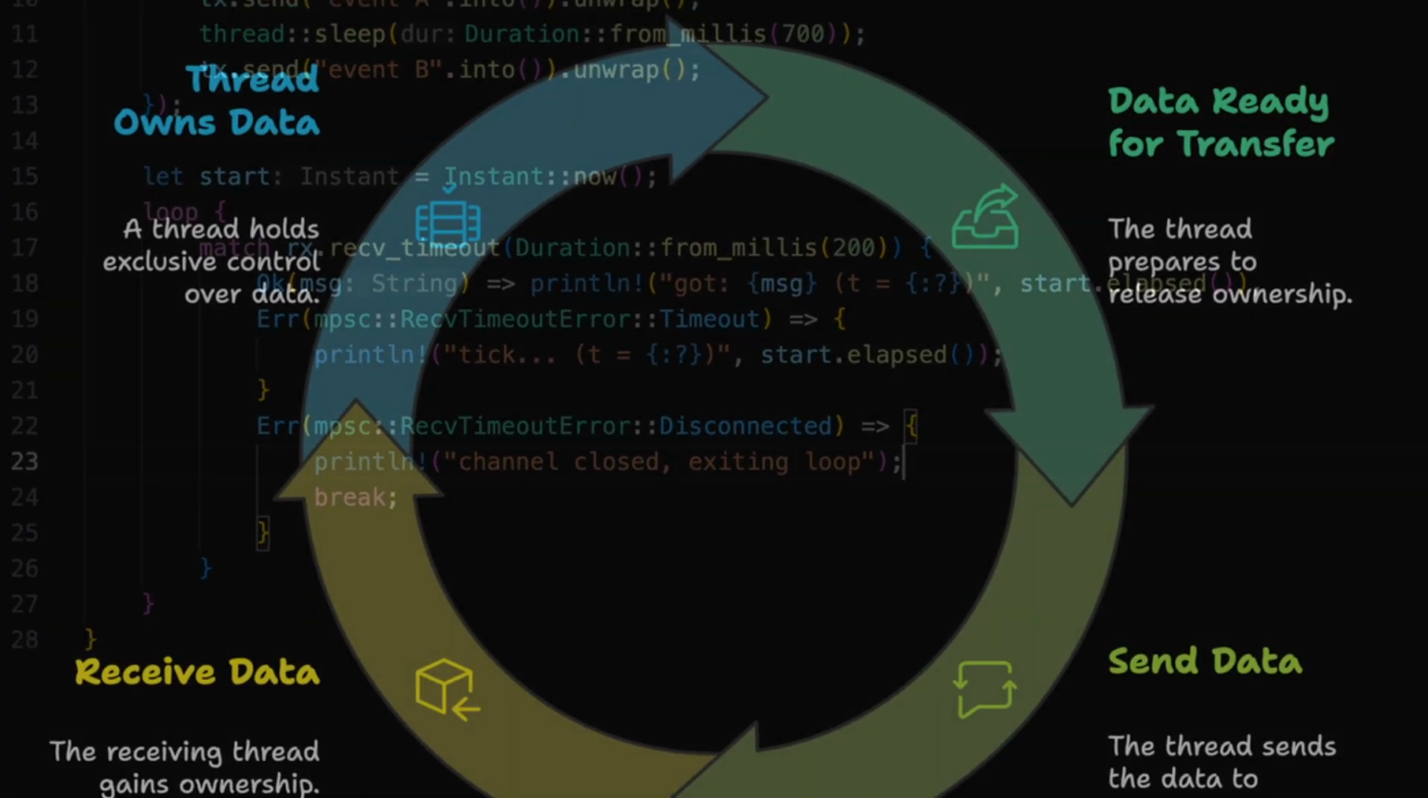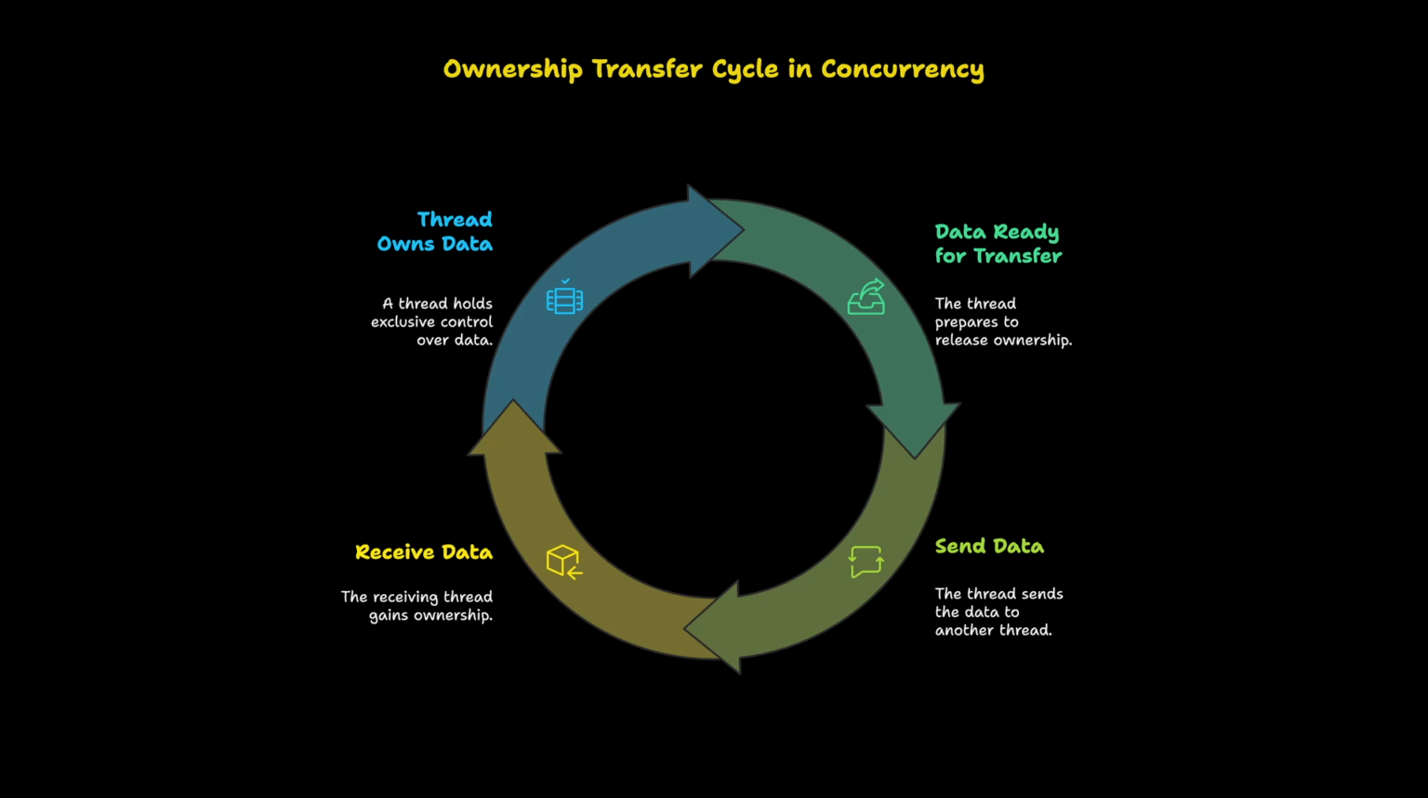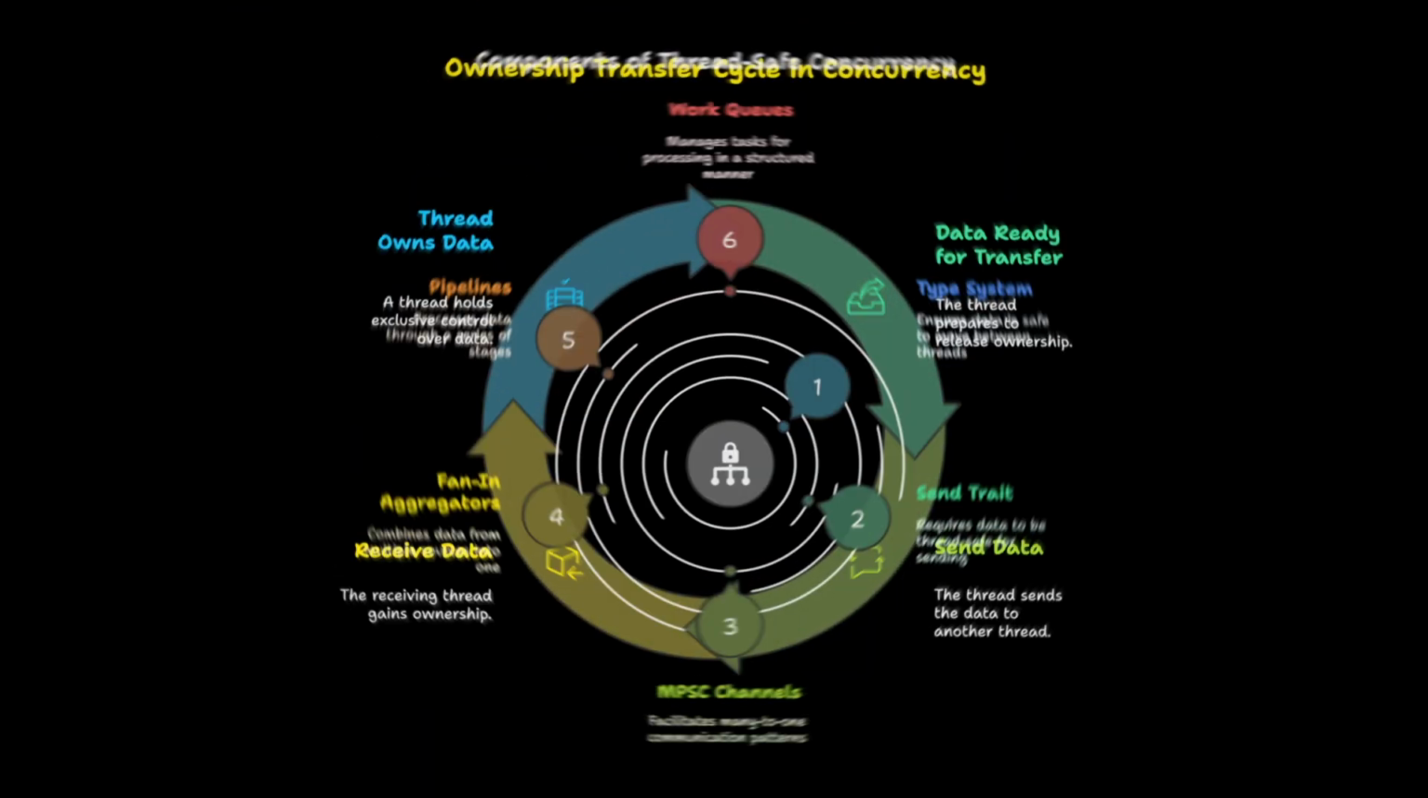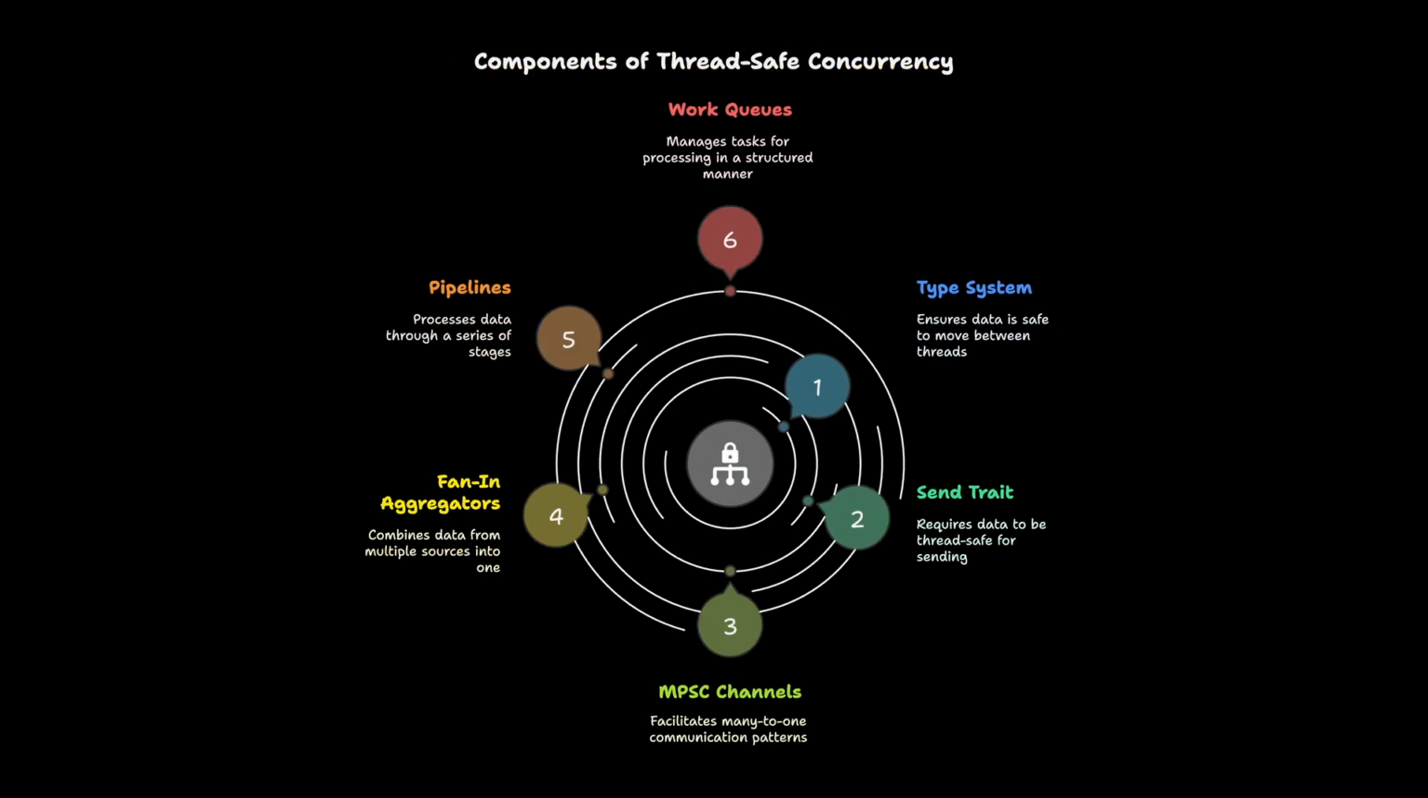All right, let's zoom out. With channels, you model concurrency as ownership transfer. One thread owns the data. When it's ready for the next stage, it hands ownership off by sending it. No shared mutation required, no locks, no footguns. The type system helps further. Anything you send must be Send, so it's thread safe to move. And the mpsc flavor, many senders, one receiver, maps naturally to fan-in aggregators, pipelines, and work queues.